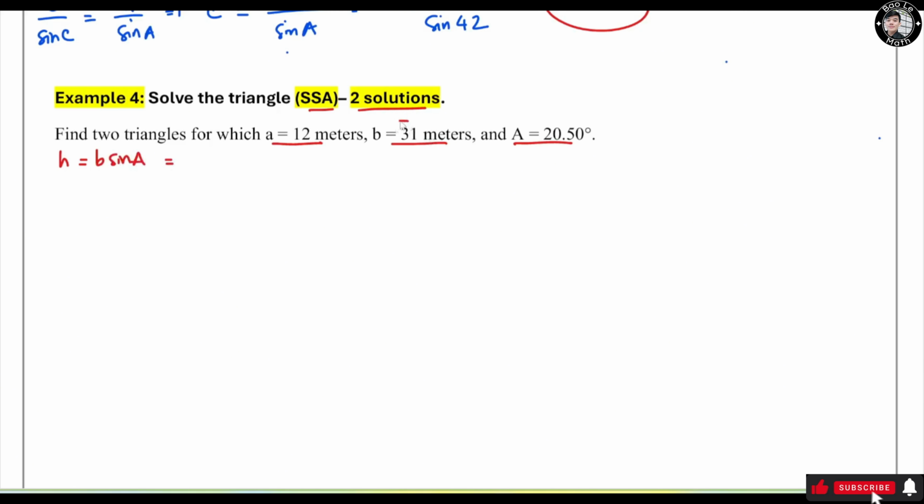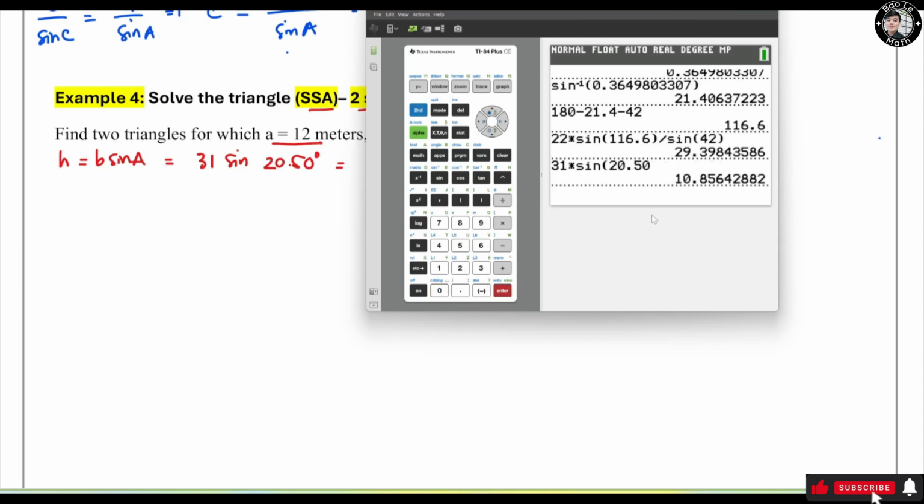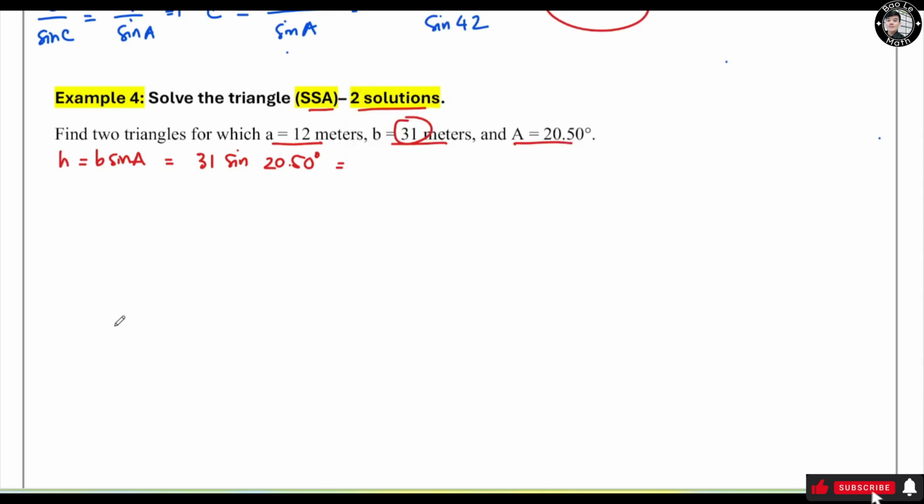It's going to be 31 sine of 20.50 degrees. So we're going to pull up the calculator. It's going to be 10.86. Now we're going to compare H with A and B. So observe that H is less than A, which is less than B. Now we have A over sine A equals B over sine B.